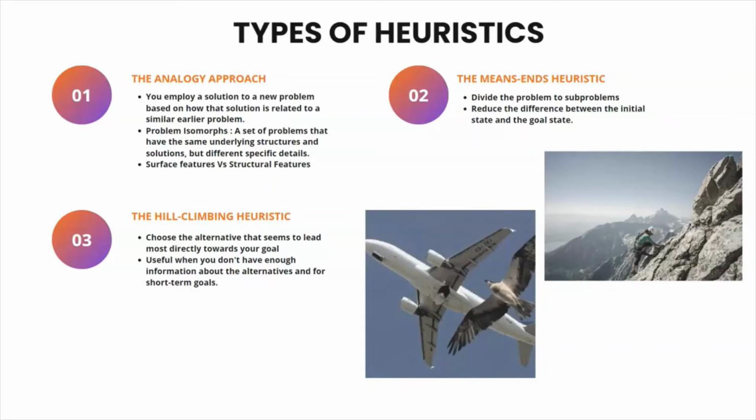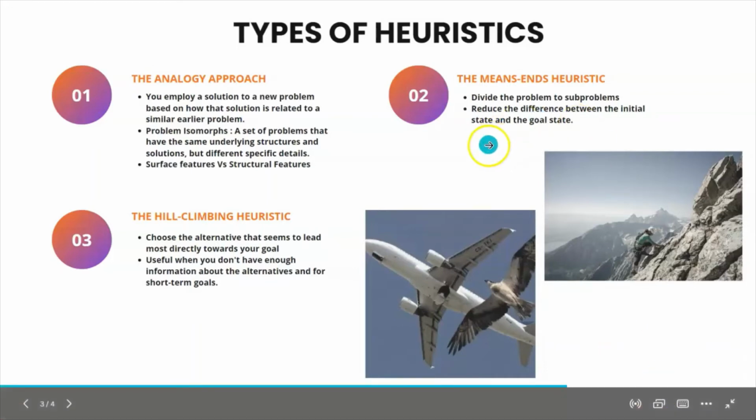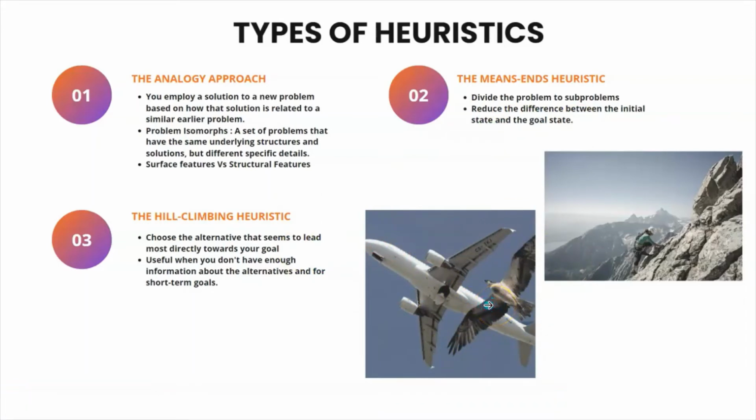A best example of the analogy approach is, like you can see on the PPT, this particular picture of an aeroplane and this eagle. Initially aeroplanes were designed such that they are almost similar to birds. The structure of the aeroplane, everything was based on the analysis of how birds fly, the structure of the bird. So that is the best example for the analogy approach.